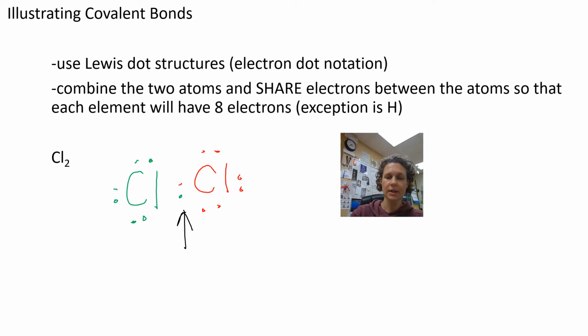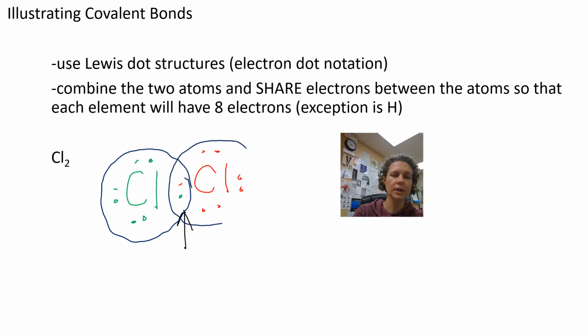Let me draw a circle around each one. This chlorine has its 8 electrons, and this chlorine also has its 8 electrons, and they are sharing, where I have that arrow, those 2 electrons. That is a shared pair, and that is what is holding them together.